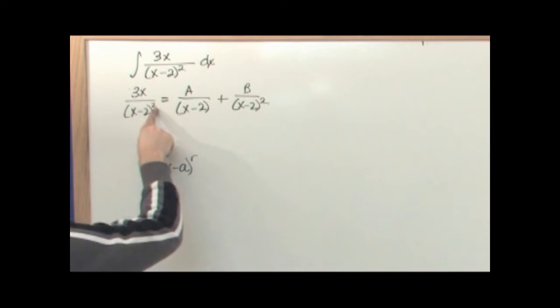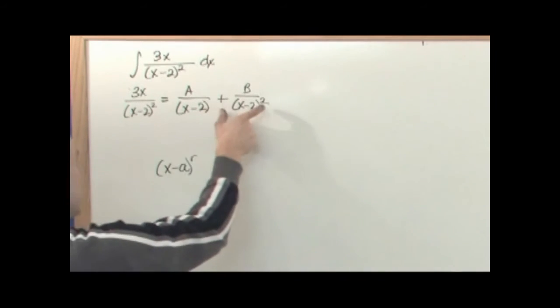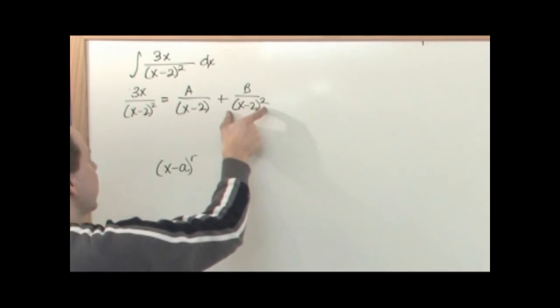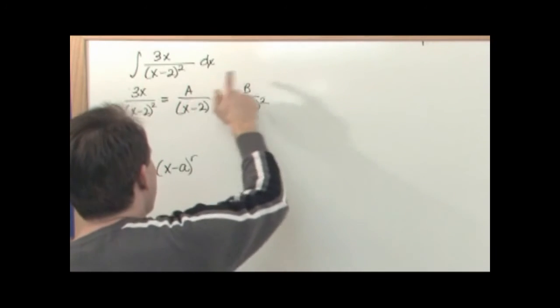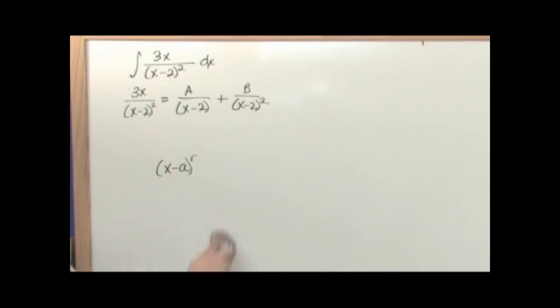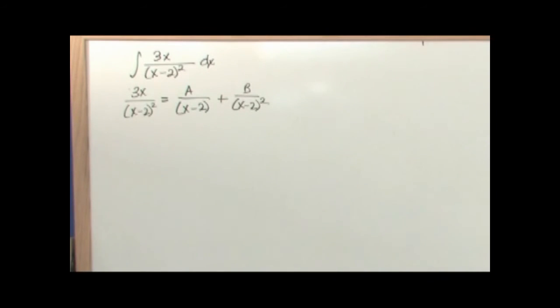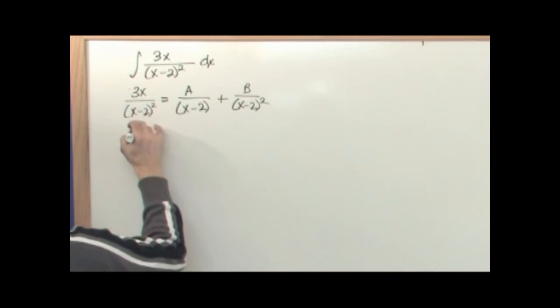So here it was x squared. I had an x minus 2 and an x minus 2 squared. If it were x minus 2 cubed, I'd have x minus 2, x minus 2 squared, x minus 2 cubed, all with a constant on top. So that's what I meant by that. That's the only wrinkle in this, is just knowing that, and then the rest of the math is really all the same. So the next thing we do is multiply by this denominator to simplify this.